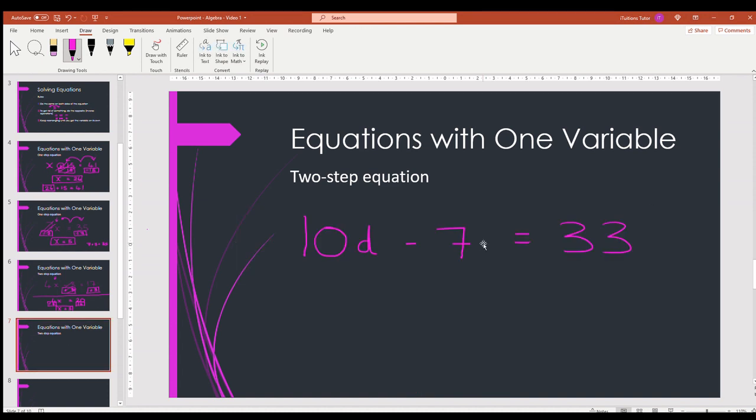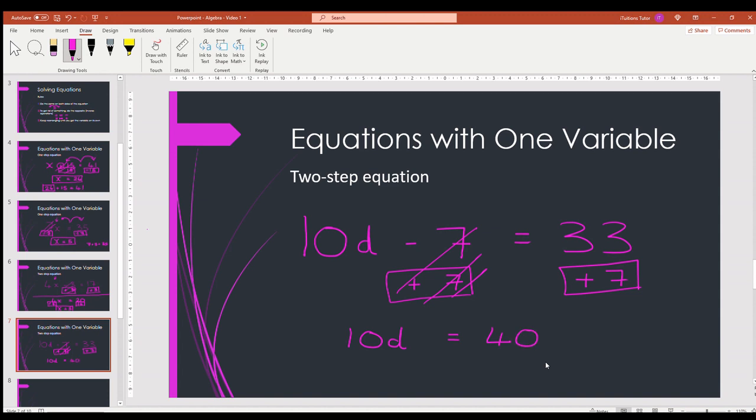One more example. 10d take away 7 equals 33. So let's add 7. Add 7 to this side too. We've got a 10d left. This cancels out, equals 33 plus 7, which is 40.